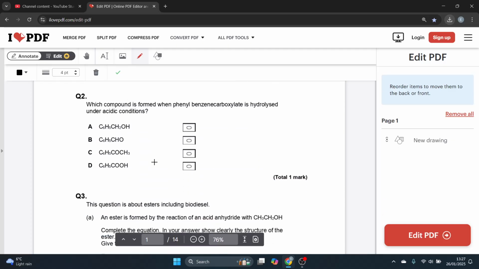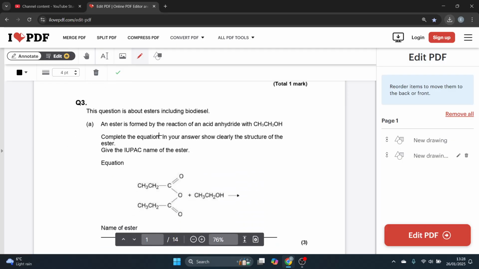Which compound is formed when phenyl benzene carboxylate is hydrolyzed under acidic conditions? Under acidic conditions, so what we're going to form, we want to form a carboxylic acid. So therefore the answer must be D. Just how well you know these reactions and all that mechanism stuff.